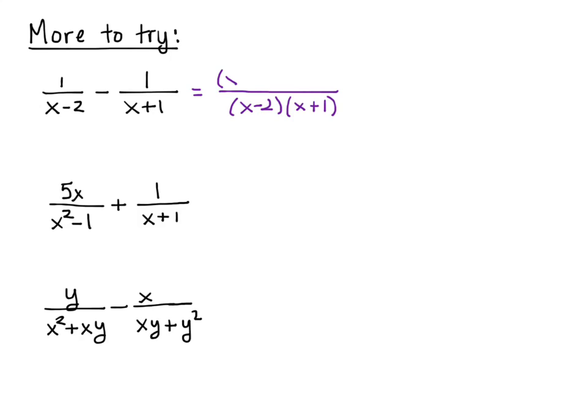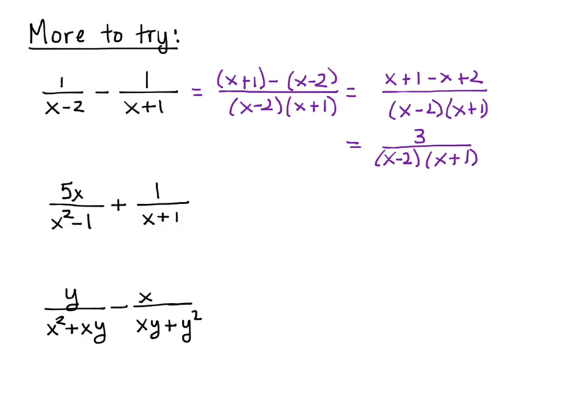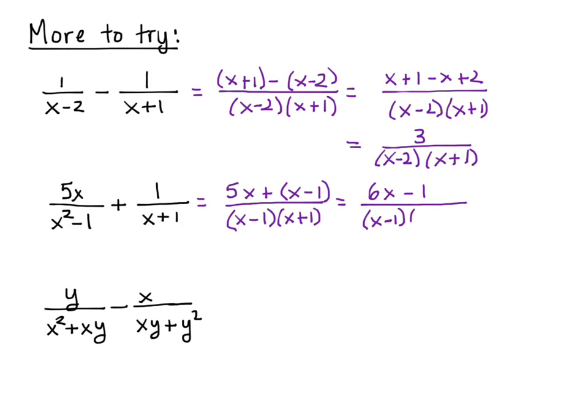Okay, so first on the notes. Okay, that's what we had on the board. And then the second one is 6x minus 1. Now this next one, what we want to do is first factor the denominators.